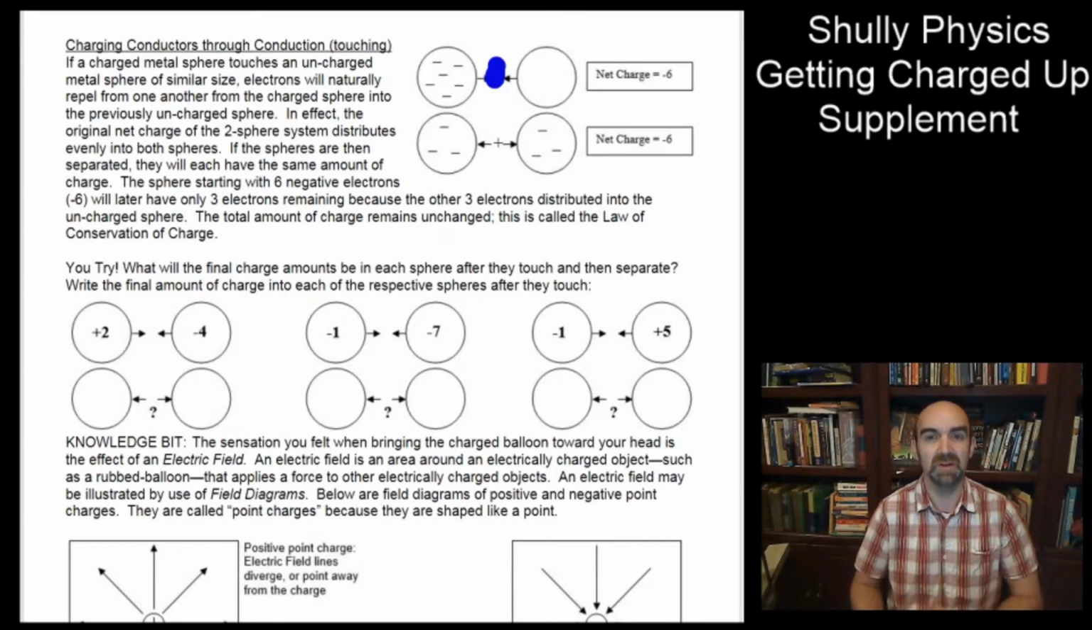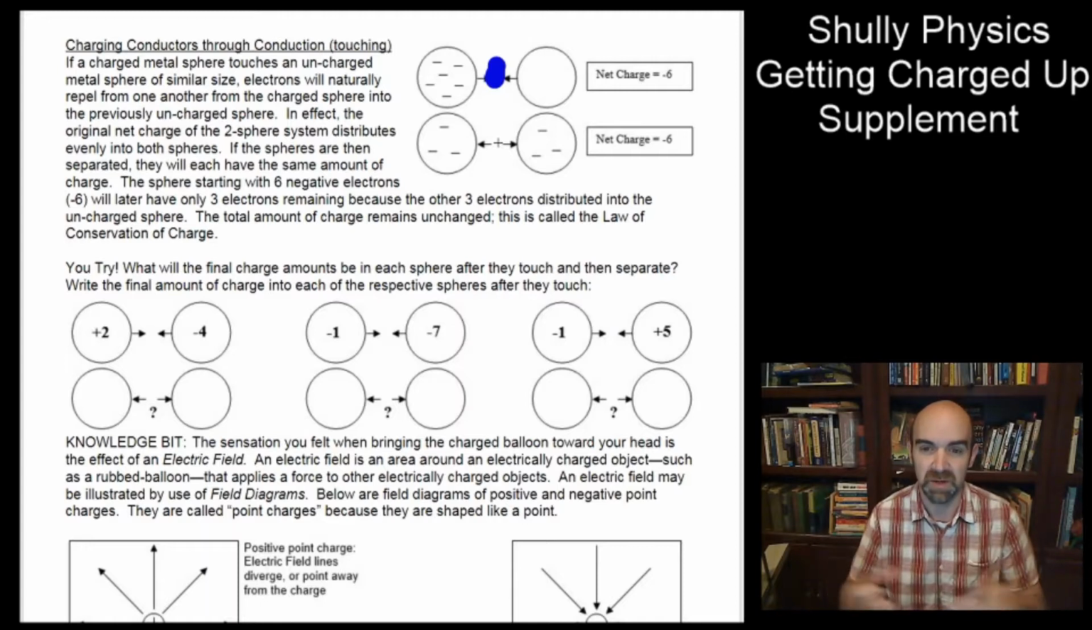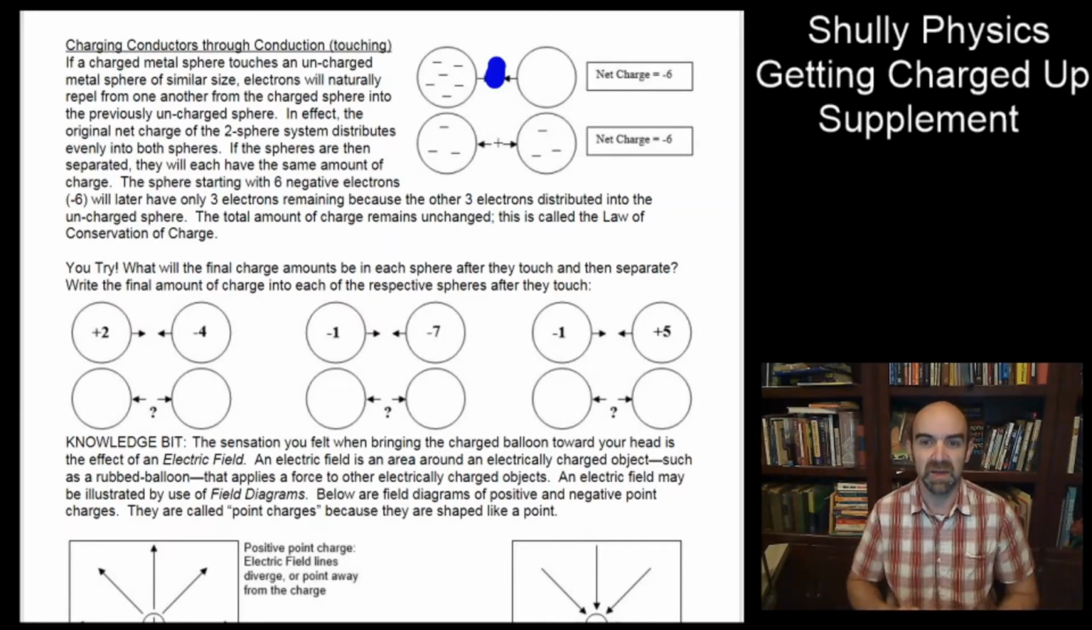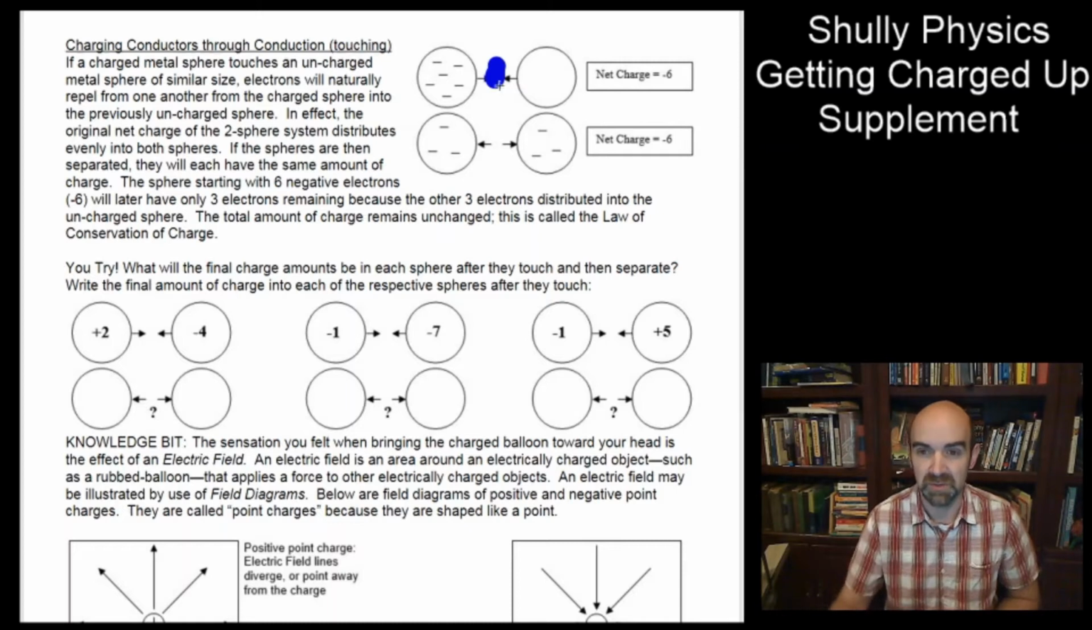These are conductors. So when you touch them together, remember electrons repel one another. So they're going to push as far away from each other as possible, and they're going to distribute evenly throughout each of those objects. If you touch them together, they become one conducting object, so the electrons will spread out evenly throughout both. When you separate them again, the neutral object on the right will now have some negative charge. It'll take 3 of those negatives and leave 3 behind so that they're equally distributed.